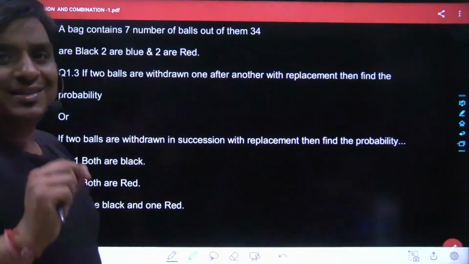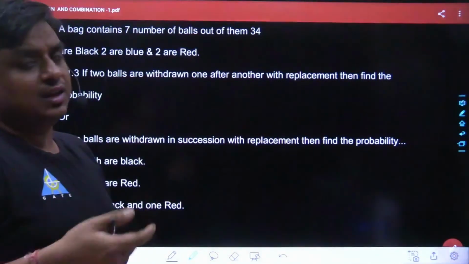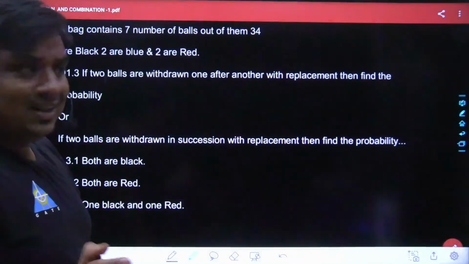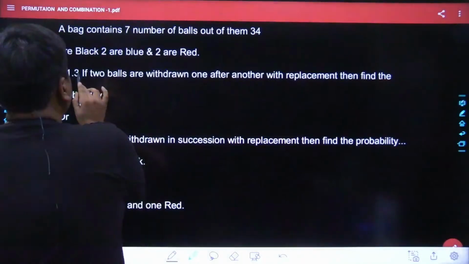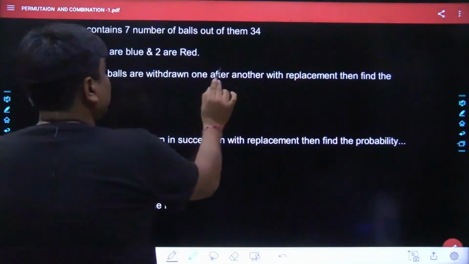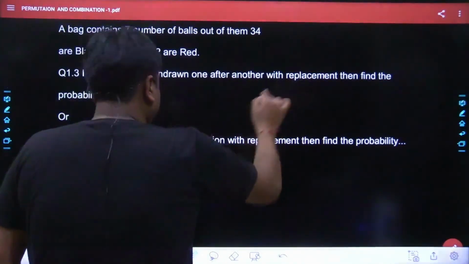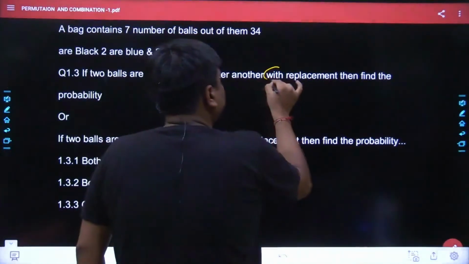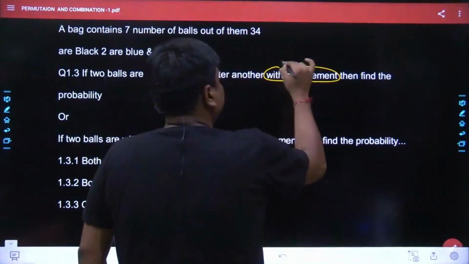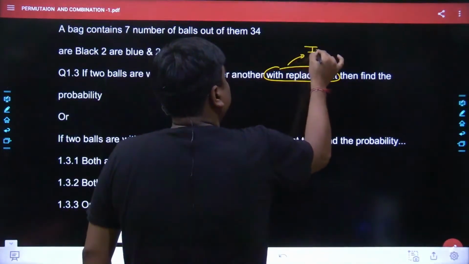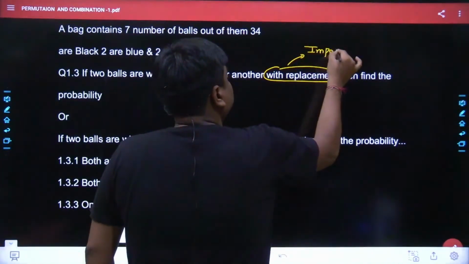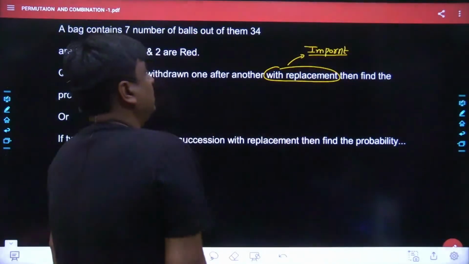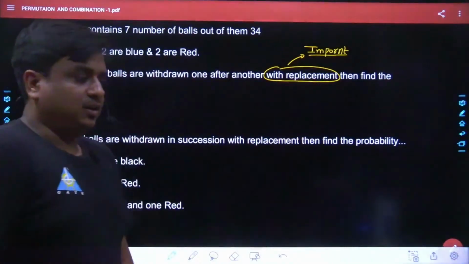Here also we have 7 balls: 3 are black, 2 are blue and 2 are red. 2 balls are selected, but you can see very well that the 2 balls are withdrawn one after the other with replacement. So keep in mind that the basic terminology involved in this problem is "with replacement", which is a very, very important word. Obviously the pattern of these questions is a bit different from the bunch of questions which we had taken earlier.